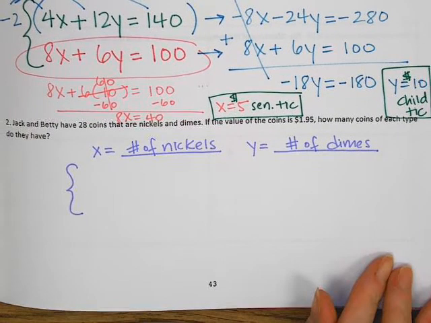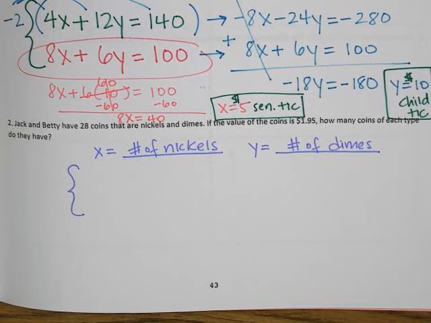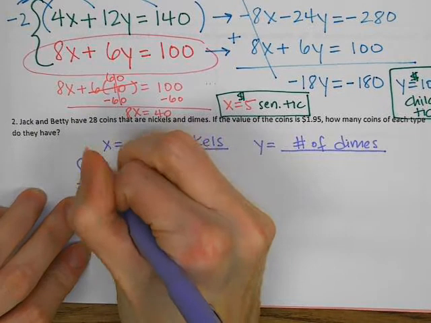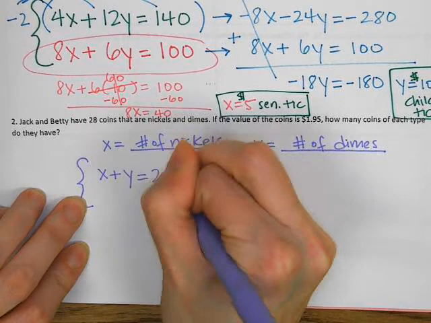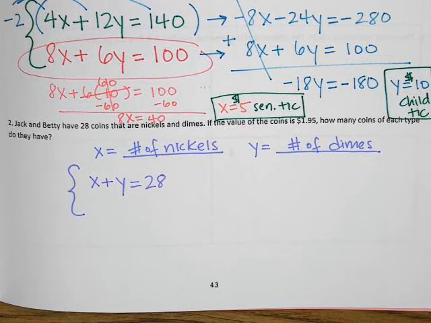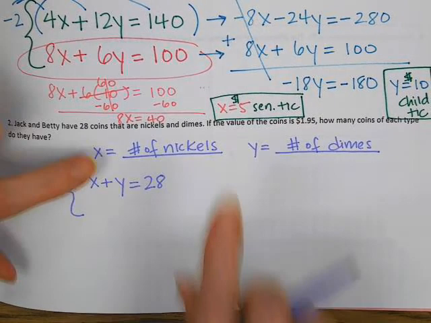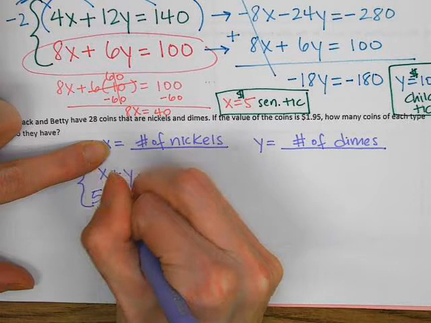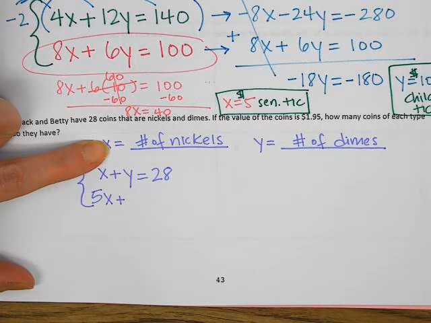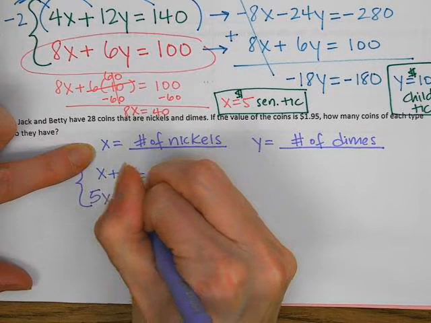So let's see if we can represent this. Okay, it says they have 28 coins, nickels and dimes. So to me, a good equation would be X plus Y equals 28, right? 28 coins, X plus Y equals 28. Now, the second equation is saying how much the value is, and this is a little tricky, but once you get the idea, they're not that bad. Nickels are worth 5 cents each, so 5x. Dimes are worth 10 cents each, so 10y.